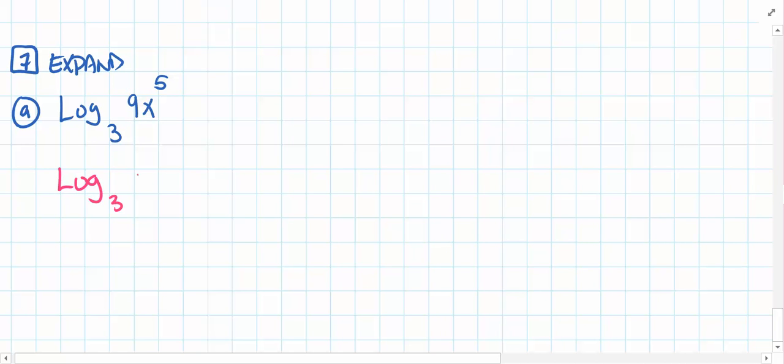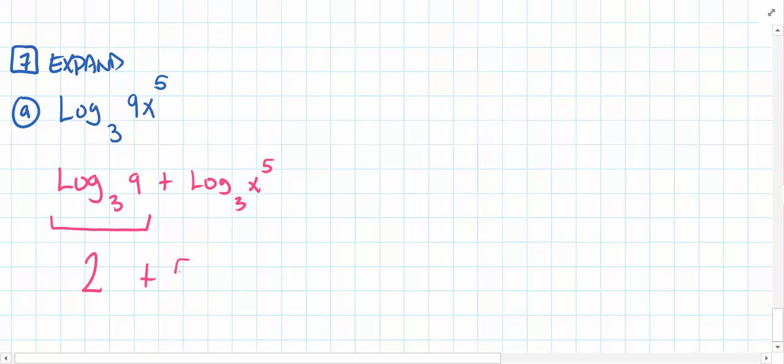Okay, this is making sense now. Well, ask yourself this question first: how much is log base 3 of 9? That's the number 2. So that's 2 plus 5 log base 3 of x. And that's all you can do with that one.